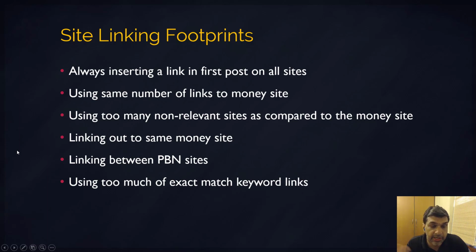Then there's using too many non-relevant sites as compared to the money site. So not having too many niche specific sites, not having relevant sites as part of your PBN, just having all general sites linking to your money site. That's a footprint itself, because you're not passing down any relevancy, and you're having non-related sites link, and that may trigger some footprint detection algorithm as far as Google goes.